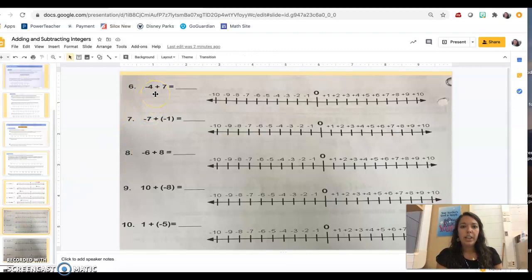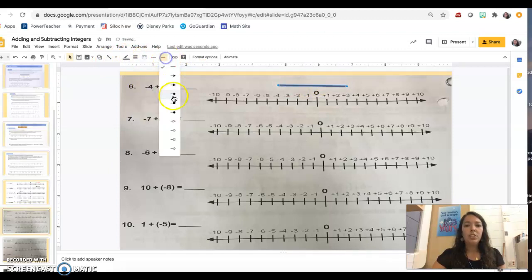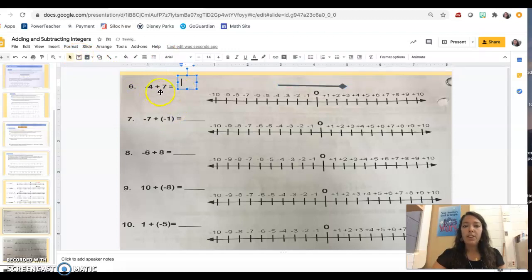Number 6, so negative 4 plus 7. So we're going to start at negative 4. We're going to add 7. So 1, 2, 3, 4 would get us to 0. 5, 6, 7. That gets us to positive 3, which, just looking at the numbers, we would see, okay, these are different signs. So yes, we would subtract, and it is positive because 7 is the one that's farthest from 0, and it's positive.